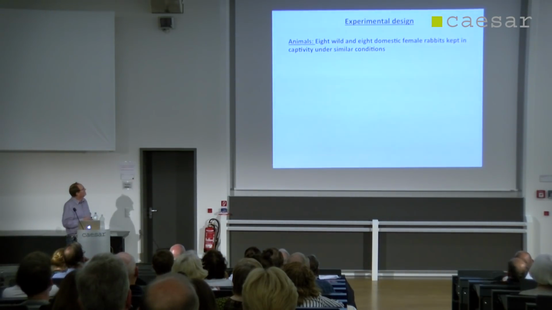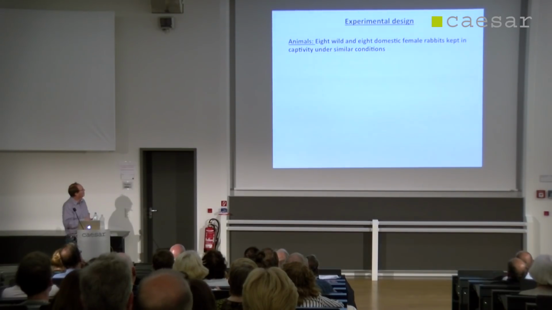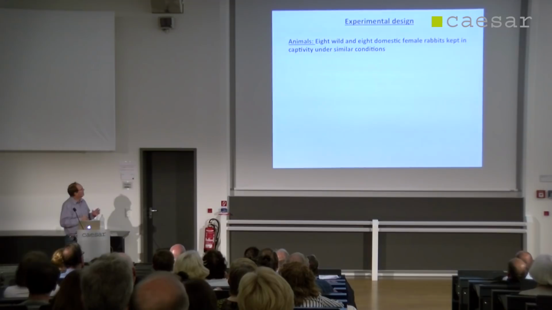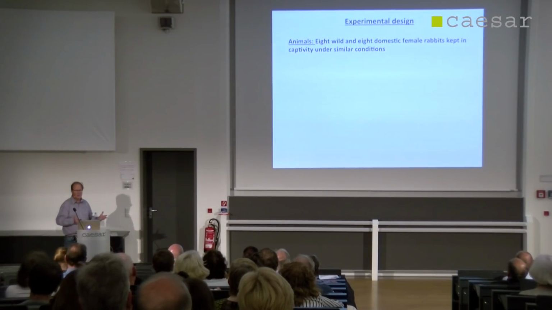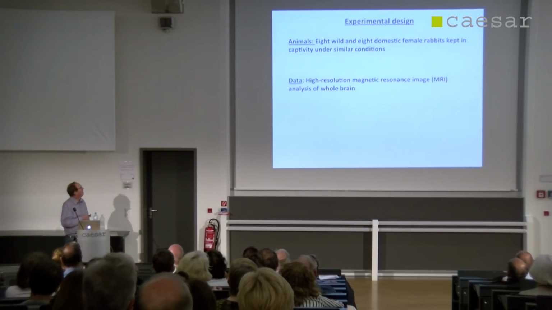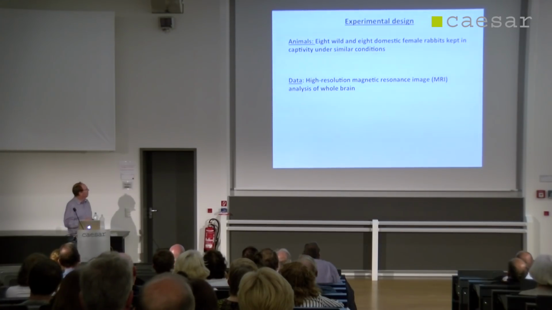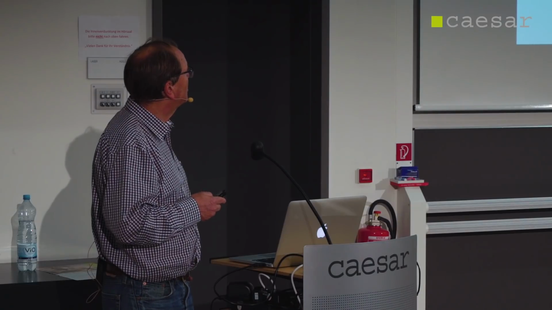The experimental design is that we have 8 wild and 8 domestic female rabbits of the same sex to avoid differences between sexes. They've been kept in captivity under similar conditions. And then we have done high-resolution magnetic resonance imaging, MRI analysis, of the whole brain to see if we can see changes in the architecture of the brain.